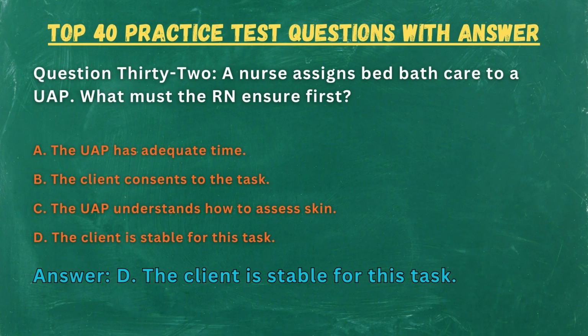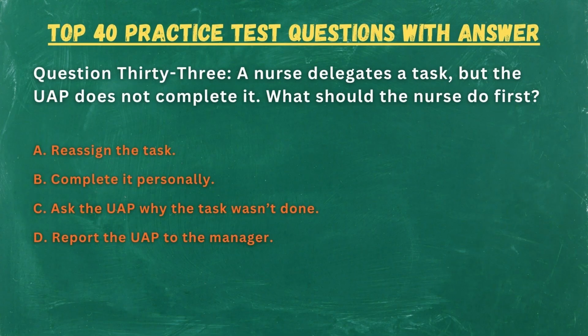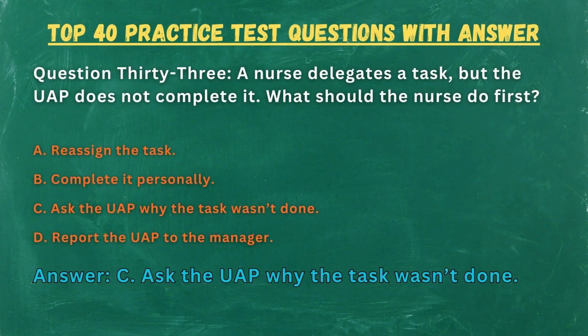Answer: D. The client is stable for this task. Question 33. A nurse delegates a task, but the UAP does not complete it. What should the nurse do first? A. Reassign the task. B. Complete it personally. C. Ask the UAP why the task wasn't done. D. Report the UAP to the manager. Answer: C. Ask the UAP why the task wasn't done.